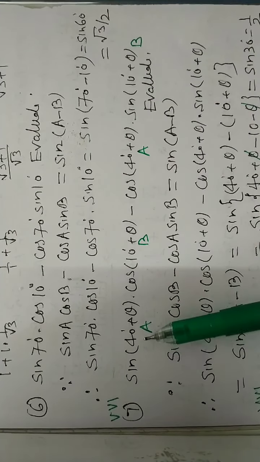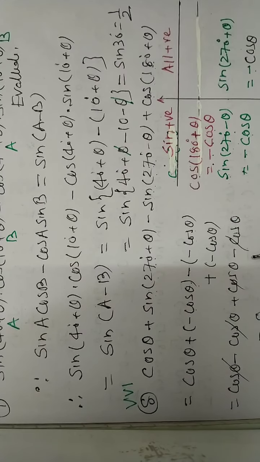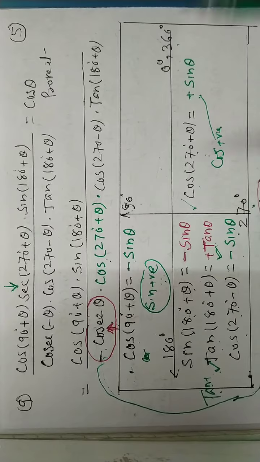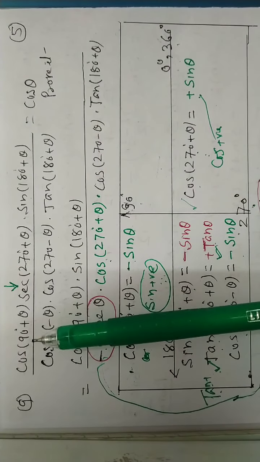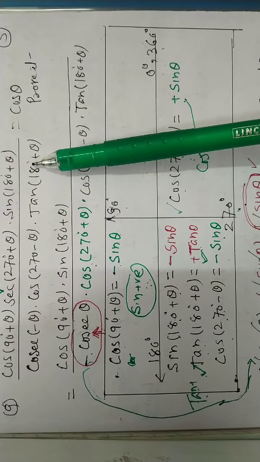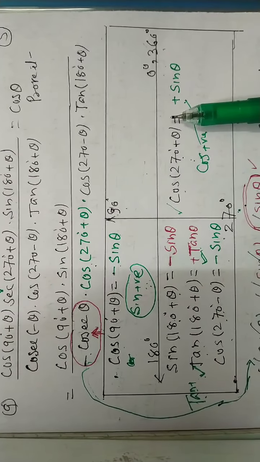Next, cos theta plus cos(270 plus theta) minus sin(270 minus theta) plus cos(180 plus theta). Now if you remember the values, you can write the 3 values and simplify to get the answer. If you do not remember the values, you can go through this rough work. Next, so this is again the same. If you know the values, then put them directly. If you do not know, go through the rough work and then put the values of all these.